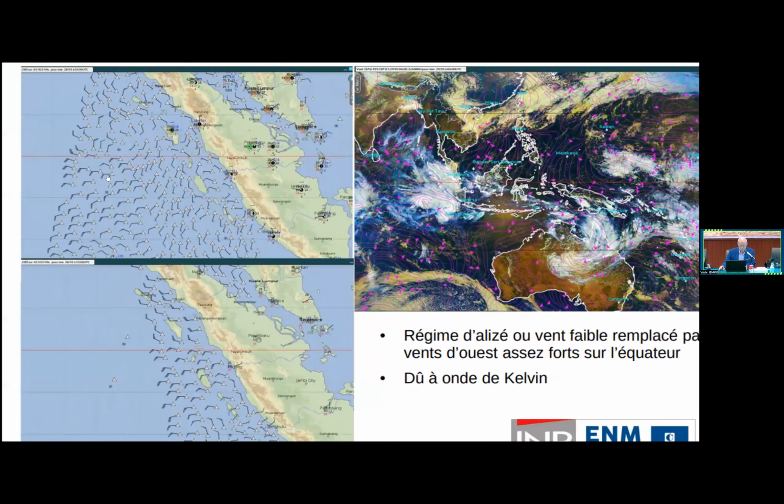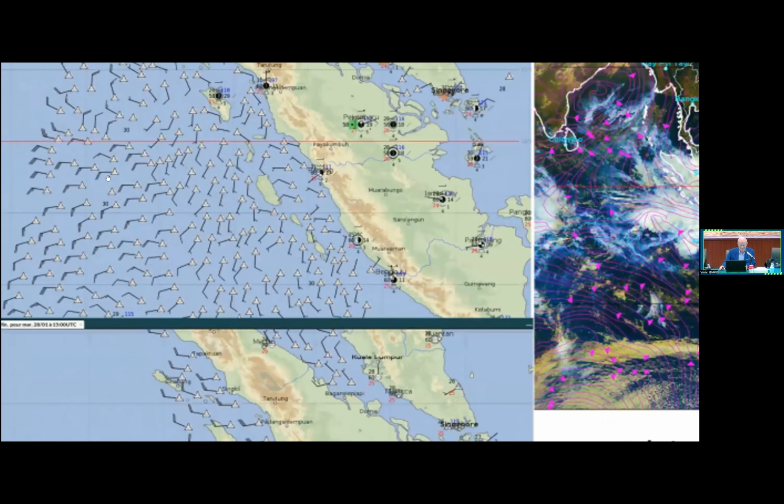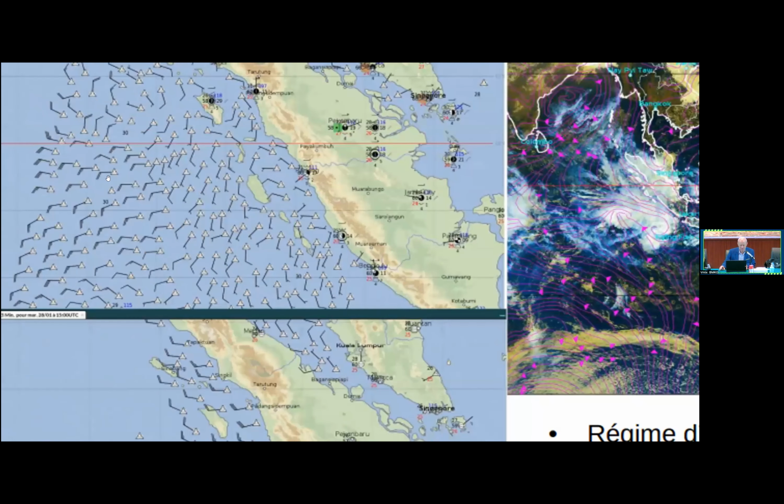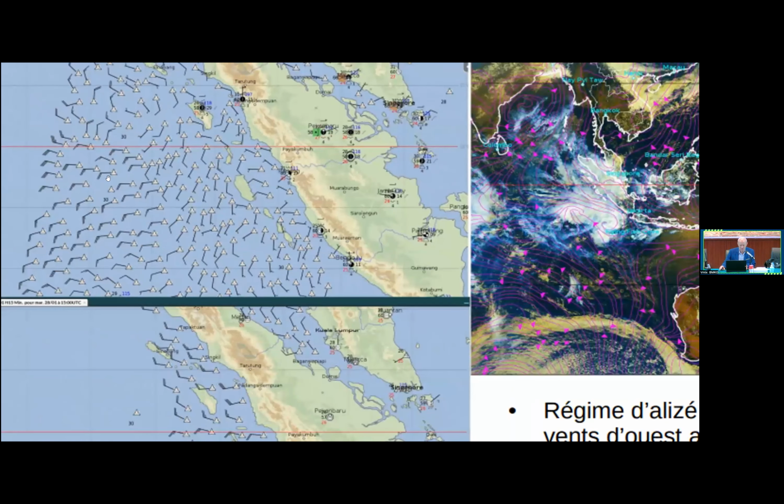which, when we look at ASCAT winds, I really recommend the forecasters to use ASCAT winds to check the surface observations. And you can see the leading edge of the westerly burst, 25 knots. And ahead of it, it's weak winds.